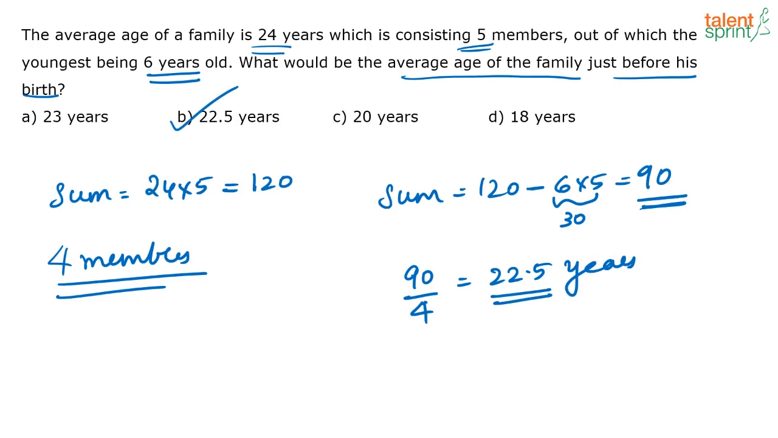22.5 years. So what did we do? The sum of the current age of all the members is 120. 6 years ago, their ages was 90. Now in this 90, we are not including the person who was born. Even if we are including him, he was 0 years old 6 years ago. Correct? But in the question, they have very clearly said, find out the average just before the birth of this child. So 90 by only 4 members. So 22.5 is your answer, that is option B. So with this we are coming to the end of the questions that have been chosen on averages.